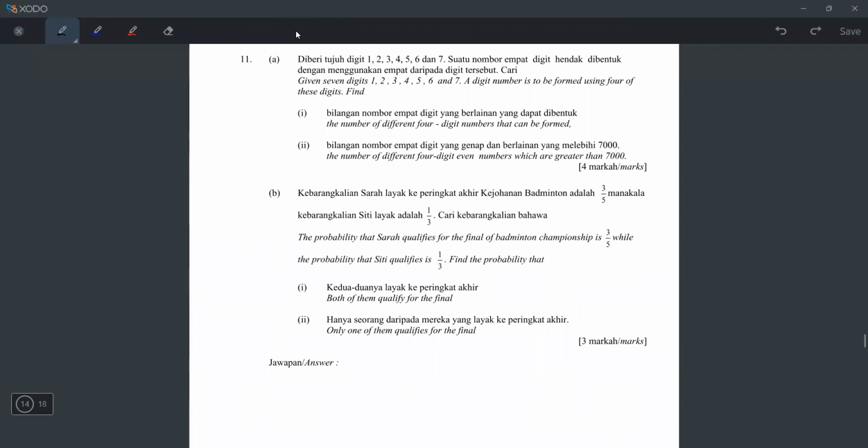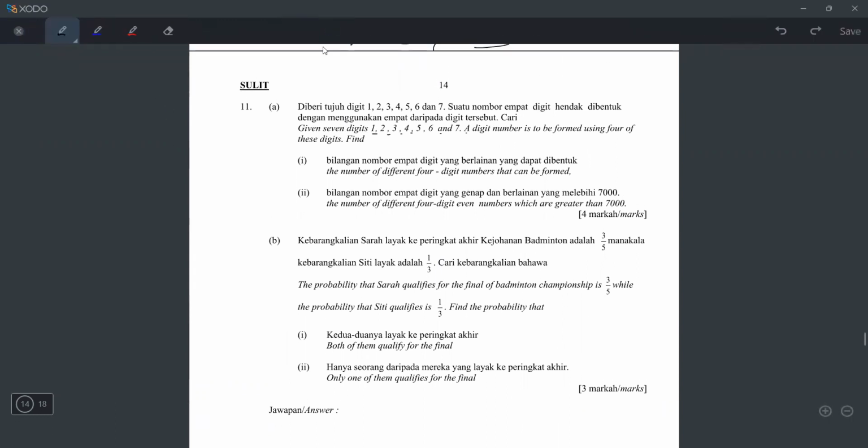Ayo, my hand hurts already. Okay, let's continue. 11. Given 7 digits: 1, 2, 3, 4, 5, 6, 7. The number is to be formed using 4 of these digits. This is definitely chapter 4, the permutation and combination chapter. So there are 7 digits, but I only want to choose 4 of them. So I assume this is permutation because when you're choosing digits, usually the order is important. So 7P4, if no condition.